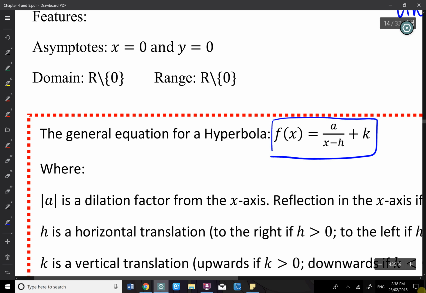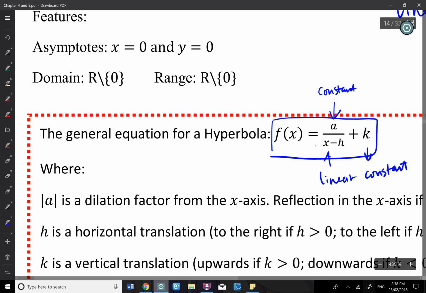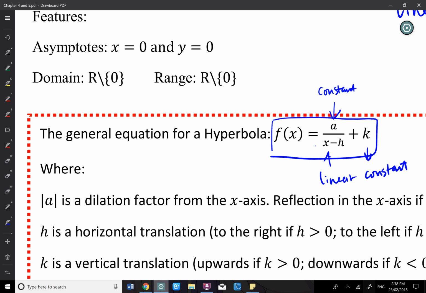You can see that a is a constant, and there's a linear expression at the bottom, and we can also add another constant at the back. That's a constant as well. So we have a constant over a linear expression, plus another constant. That's the hyperbola form.